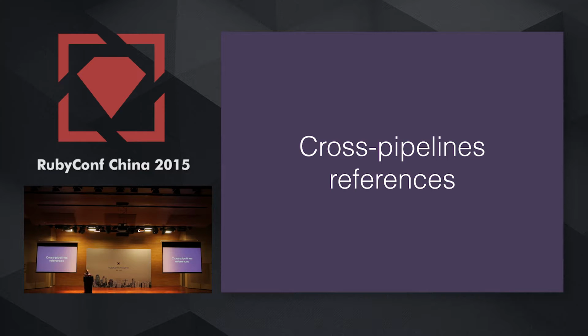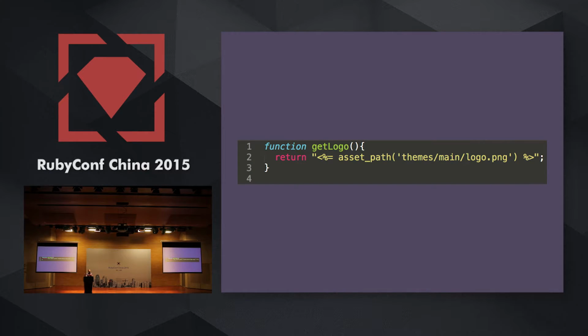So another problem, the cross-pipeline references. In this example, we have Ruby inside JavaScript code. Poor front-end team. It means they need to know about Rails internals. They need to know about asset path. They need to know how it works. They need to know how to write Ruby, even if it's not super complicated, but still.